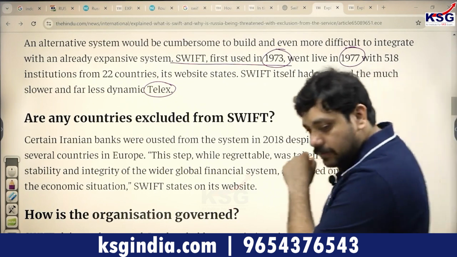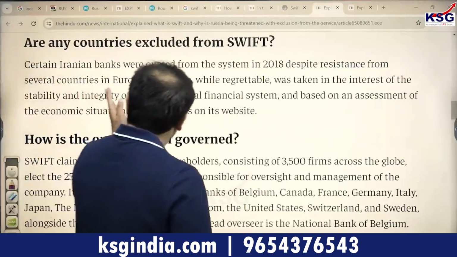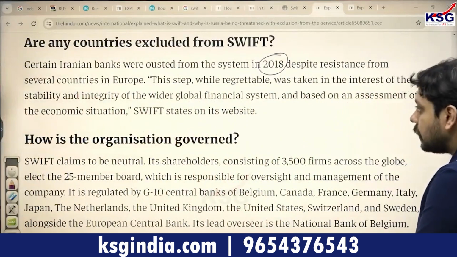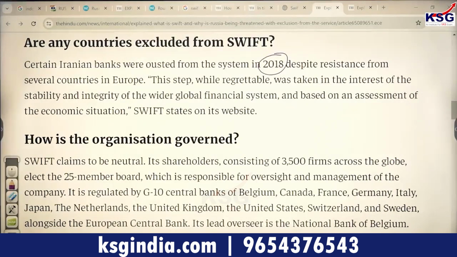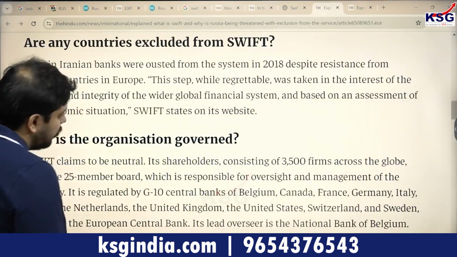Okay, next part, take a look at this. Are there any countries excluded from SWIFT? Certain Iranian banks were ousted from the system in 2018 despite resistance from several countries in Europe. This step, while regrettable, was taken in the interest of the stability and integrity of the wider global financial system and based on an assessment of the economic situation, SWIFT states on its website. So, Iran already is one of the countries which has been ousted from this system.